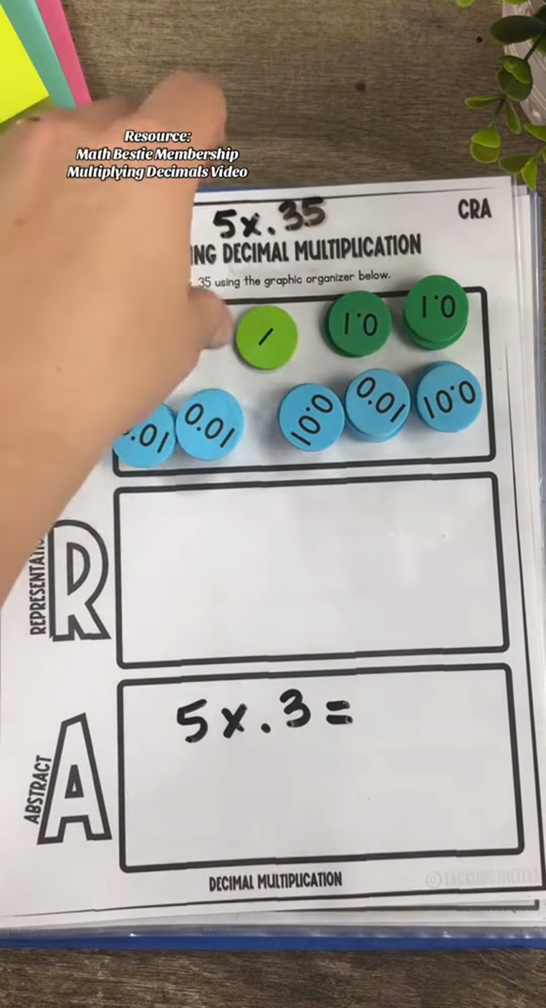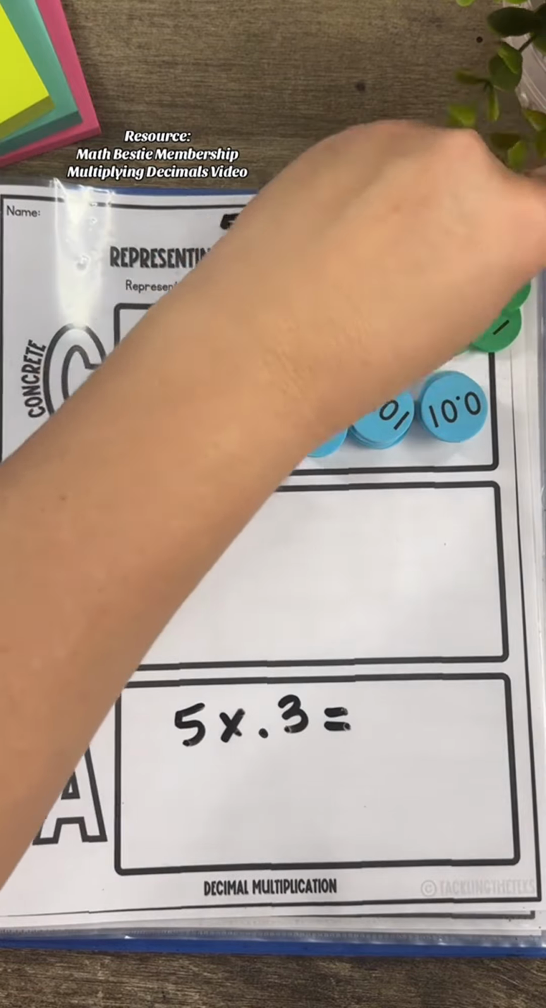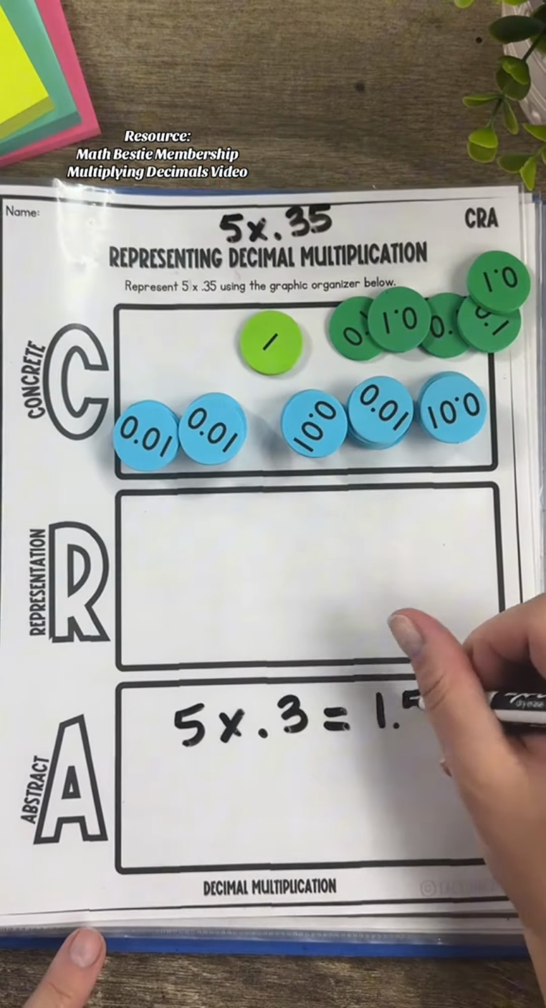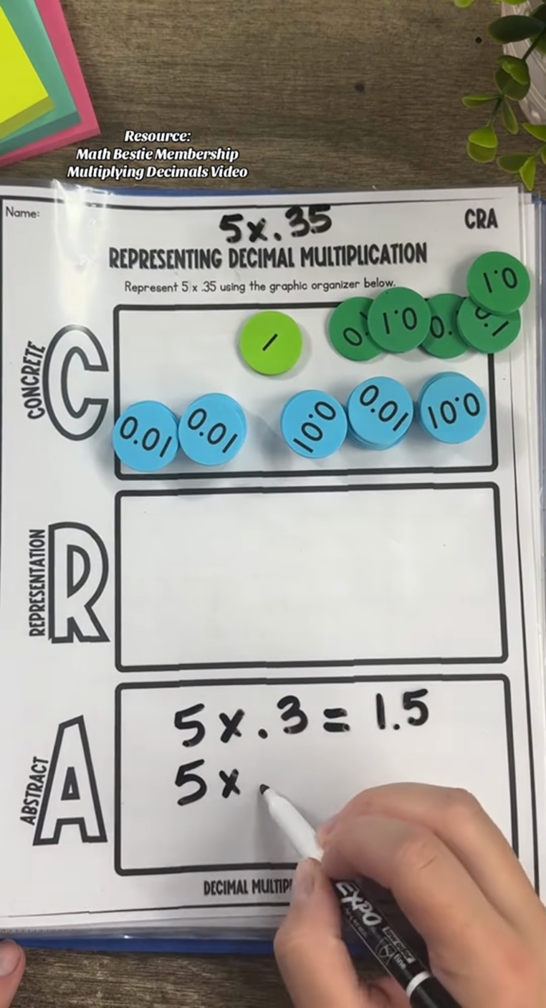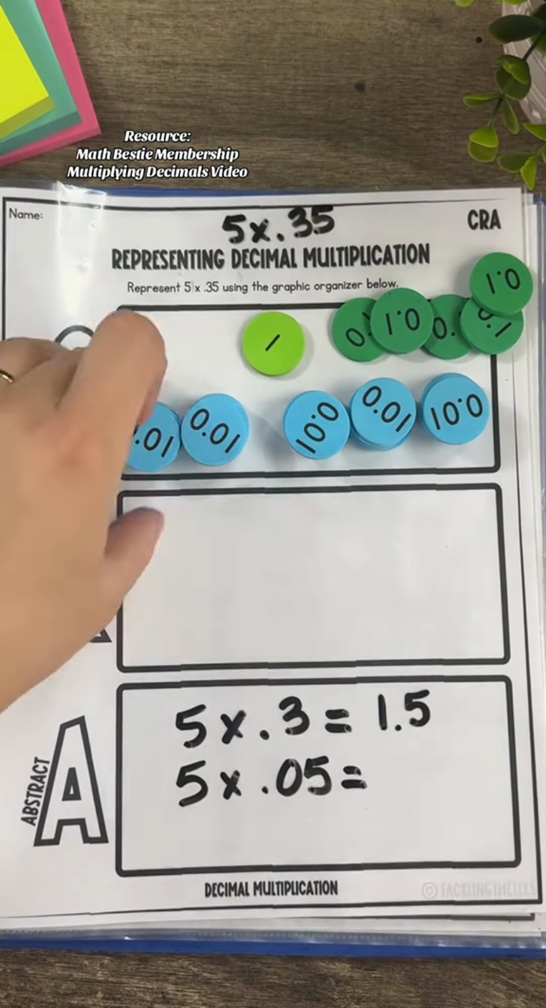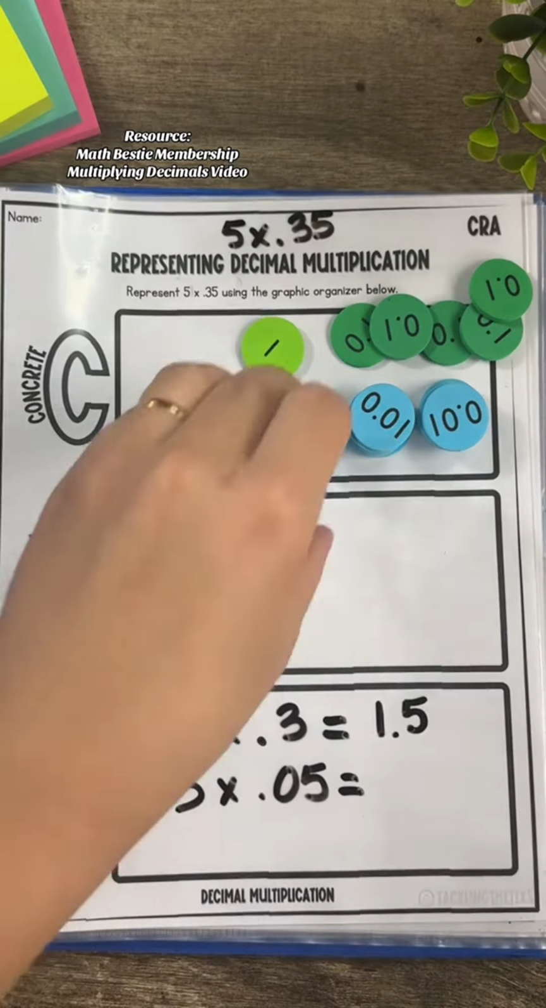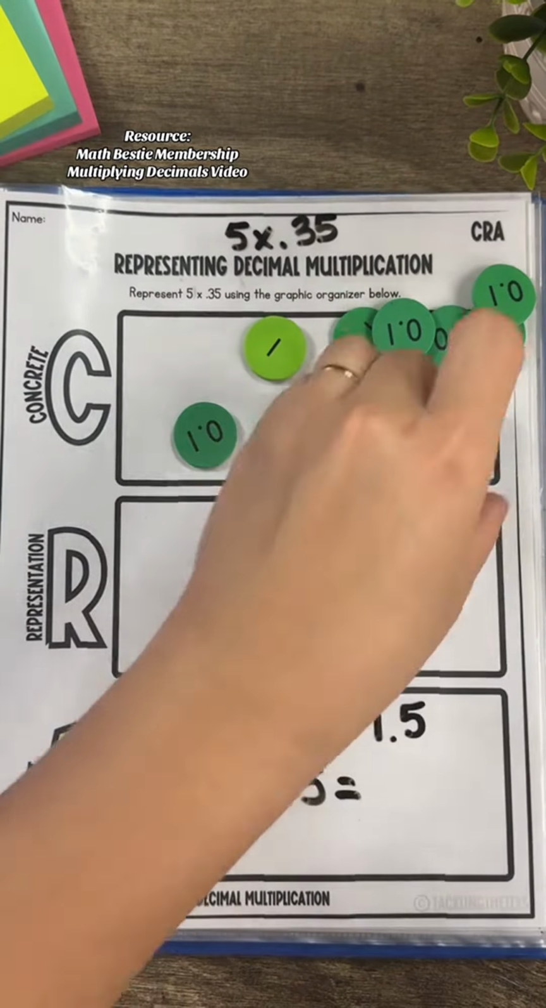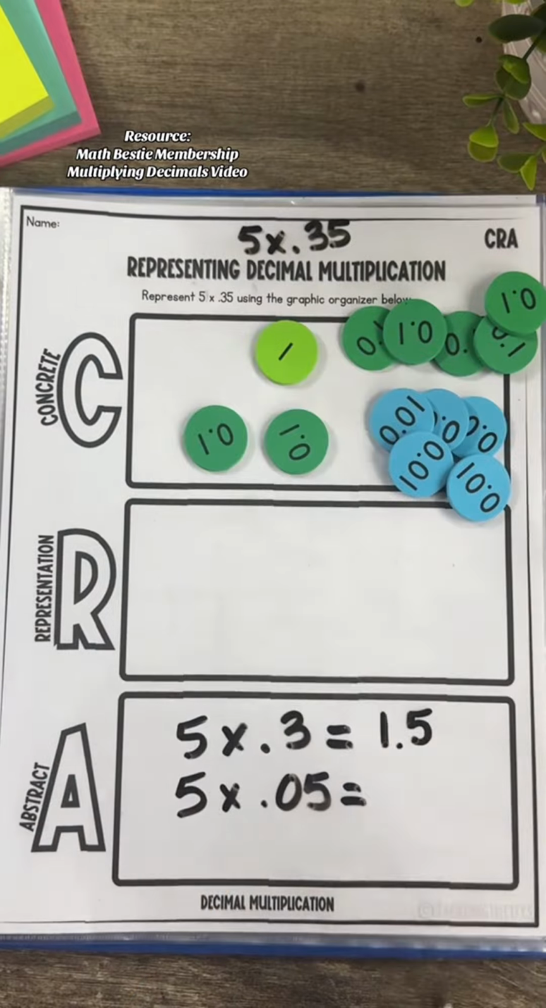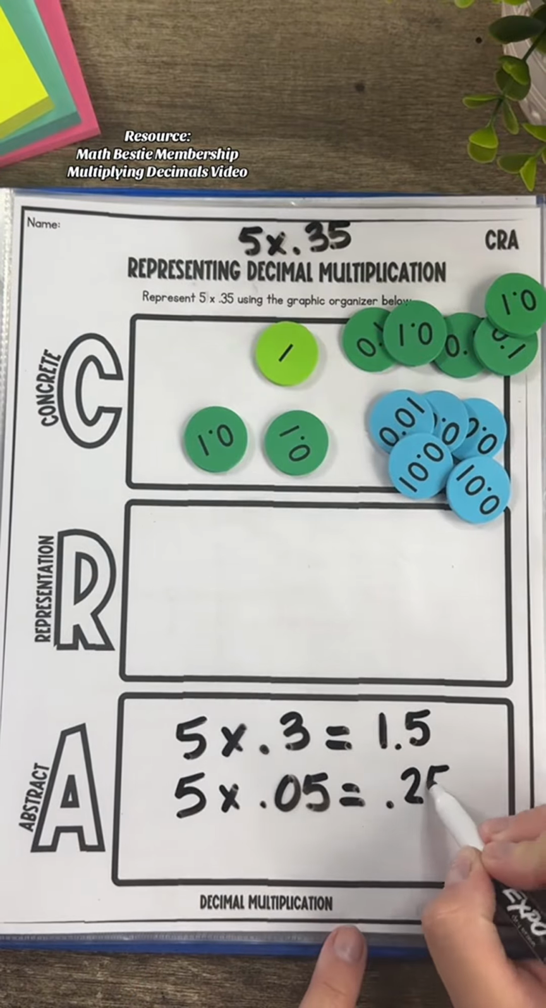Let's count how many tenths we have. I exchanged 10 tenths for 1 whole, and that leaves me with 1 and 5 tenths. Now, how many hundredths do we have? I want to go ahead and exchange 10 hundredths for 1 tenth, and I have another 10 hundredths for another tenth here. And that leaves me with 25 hundredths.